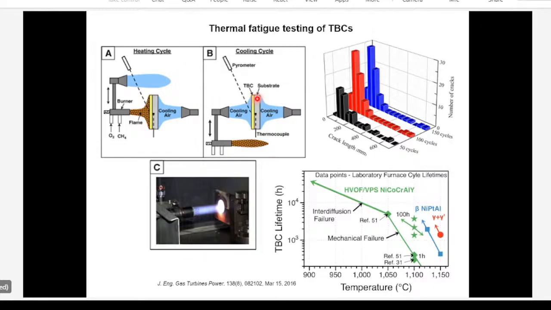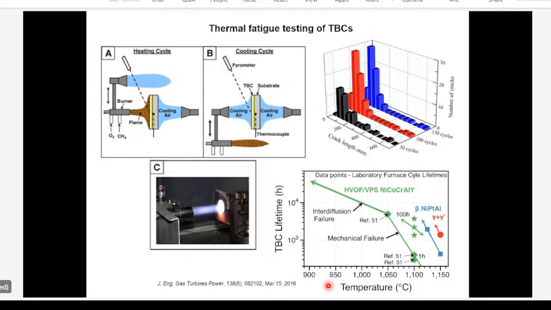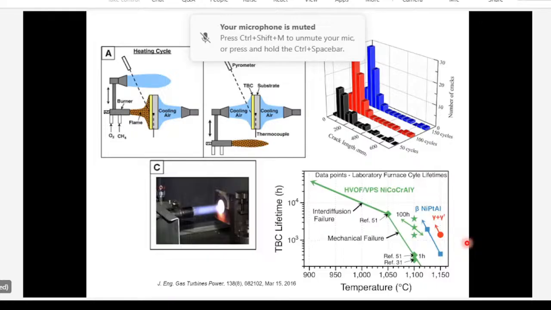So you repeat this cycle hundreds and thousands of times, and then you look for cracking or chipping or debonding of the coating. Very practical test to check the quality of the coating, thermal spray coatings. And based on that, you can find the thermal barrier coating lifetime as a function of temperature for different types of coatings.